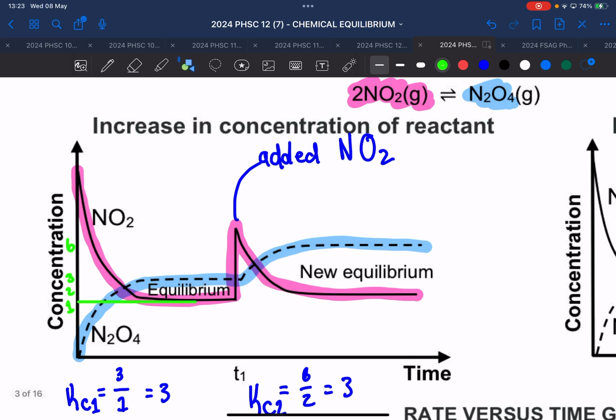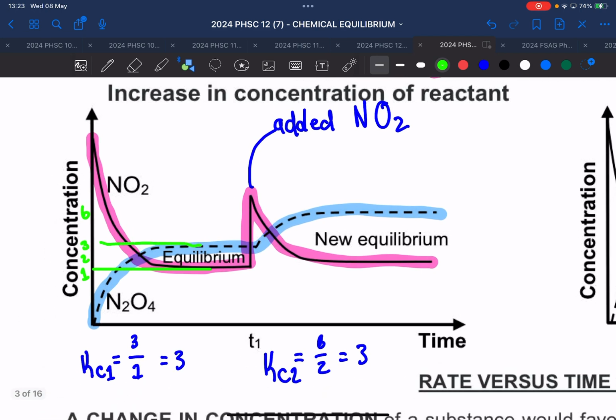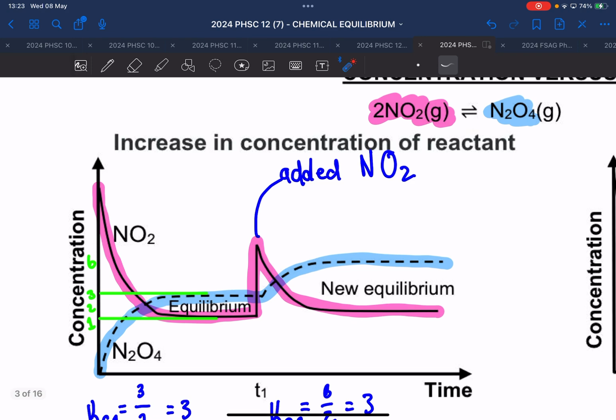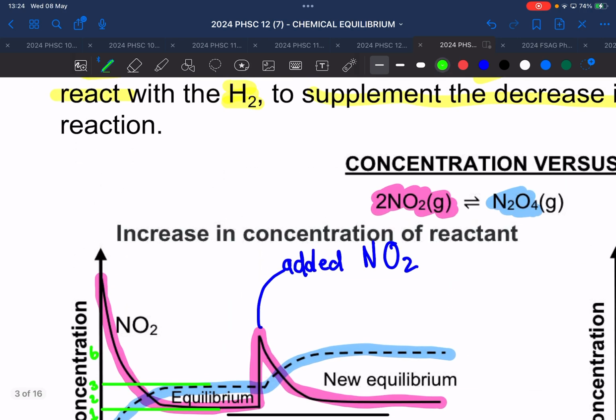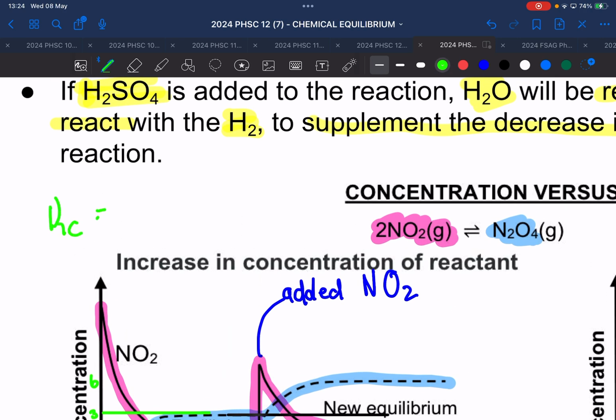Okay, so in our first equilibrium, before we added more reactants, we had a concentration of our NO2, our reactant, of 1, and a concentration of our product of 3. So our Kc value, or equilibrium constant, is equal to the concentration of our product over the concentration of our reactants.